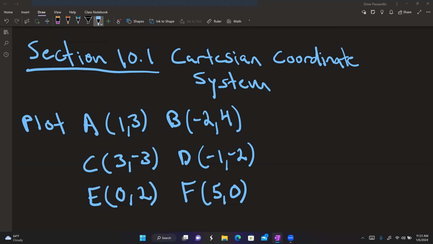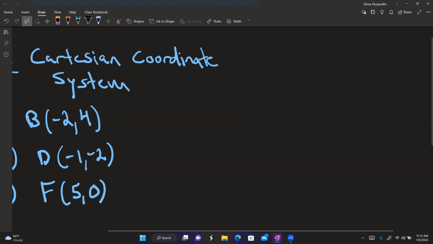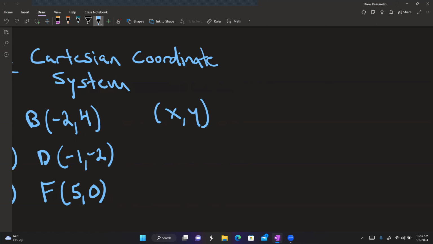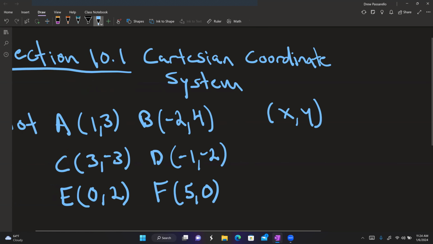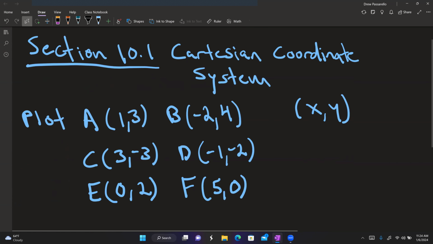And the way they list the coordinates matters. It's always going to be listed with an x coordinate first and then a y coordinate. And you can't switch those. So it's important that you keep in mind that x comes first and then y, and that you cannot switch the coordinates. All right, so let me first do point A.